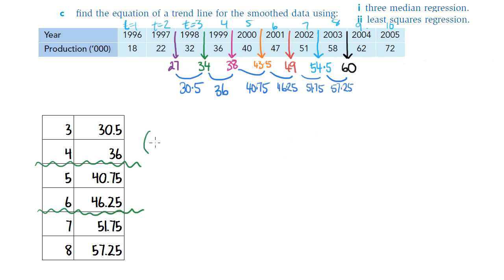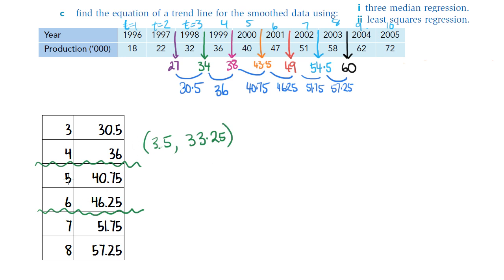Halfway between 3 and 4 is 3.5. So that's the x part. That's the x coordinate for my new median point. And halfway between 30.5 and 36 is 33.25. So that's the coordinates of that far left median.